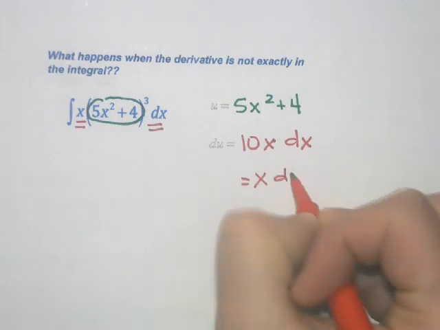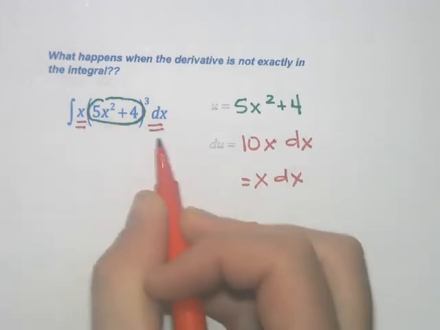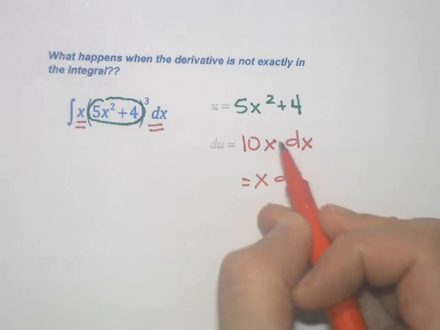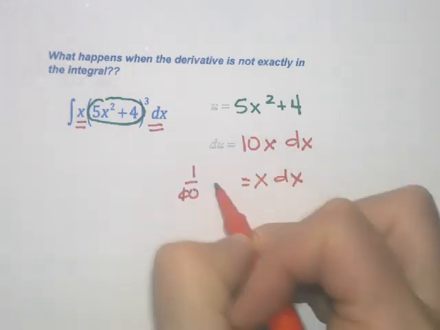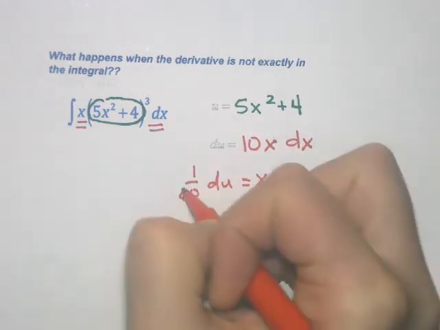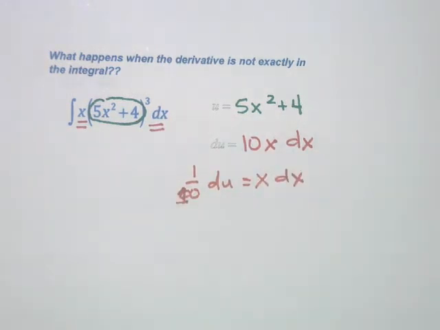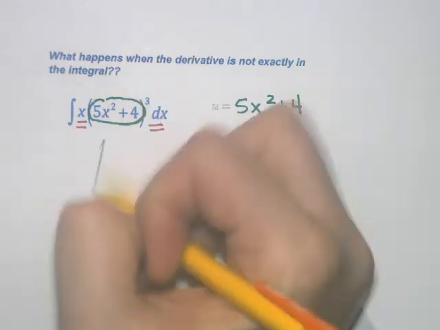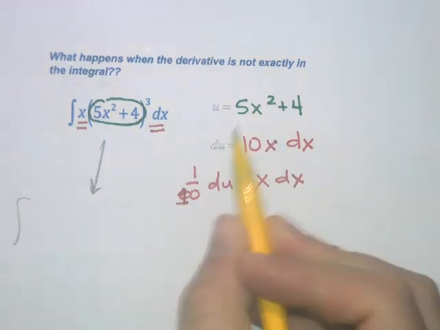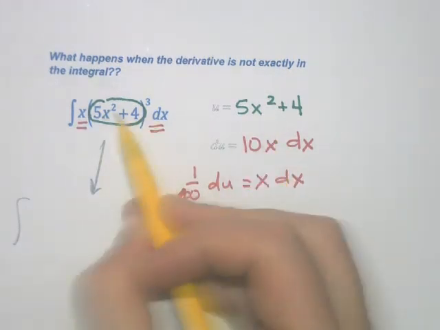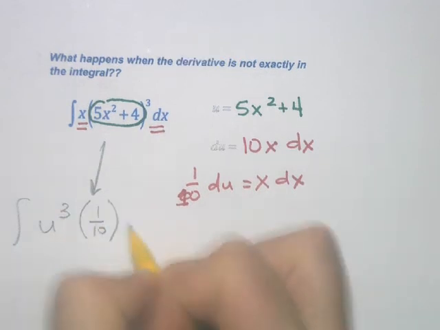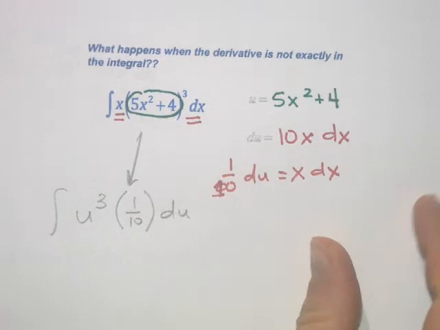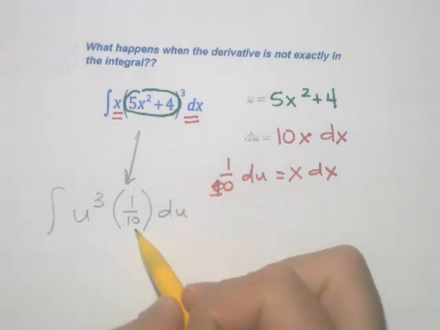So what I'm going to do is look at this like an equation. I want this to be equal to x dx so that I can substitute it in. And I'm going to end up substituting it in by dividing by 10 here. So I'm going to have 1/10 du. Sorry, that's a 1. So that when I rewrite this, I'm going to have the integral of this to the third, so u to the third, times 1/10 du.